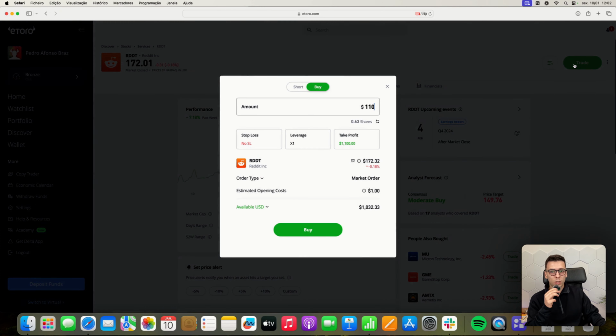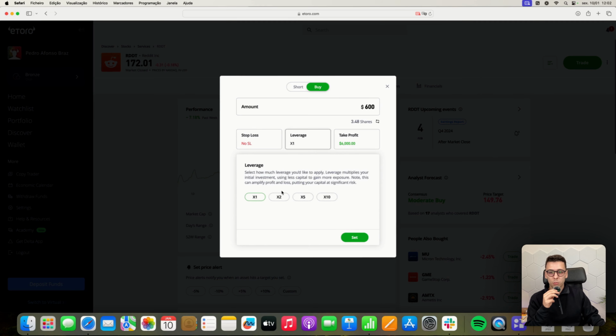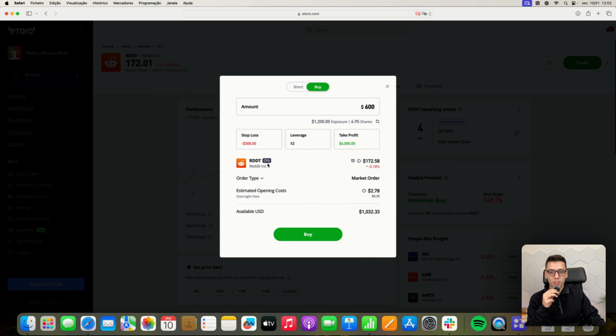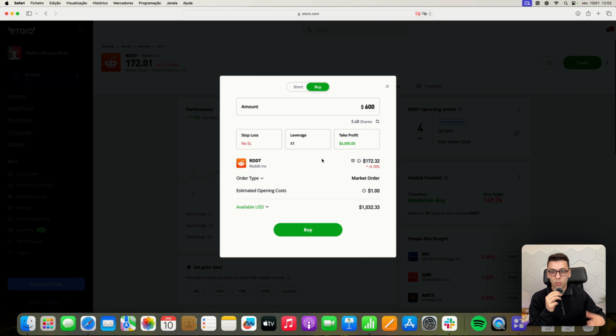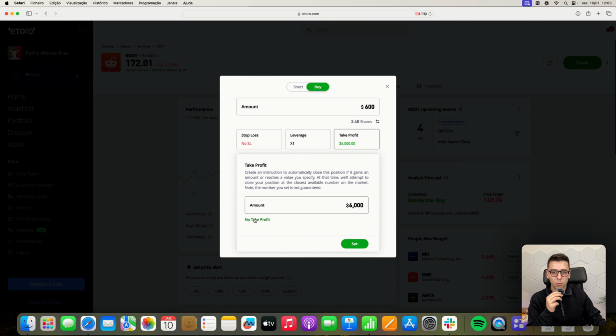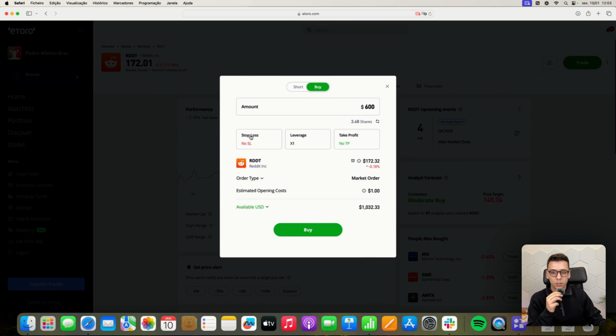It's pretty simple. You just have to click trade and then choose your order details. So I will be buying $600 of Reddit stock. I will choose no leverage, because if you choose leverage, it becomes a CFD again, and you will be charged with overnight fees and other types of fees. Plus, you do not actually own the asset. So in this case, I want to be an owner of Reddit stock. Just set the leverage, the amount, then you choose the stop loss and the take profit. In this case, I won't be taking any profit nor a stop loss, so just leave it like this.